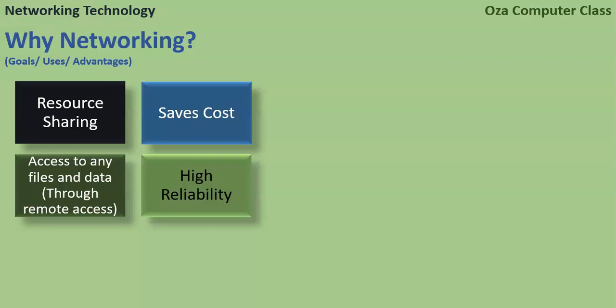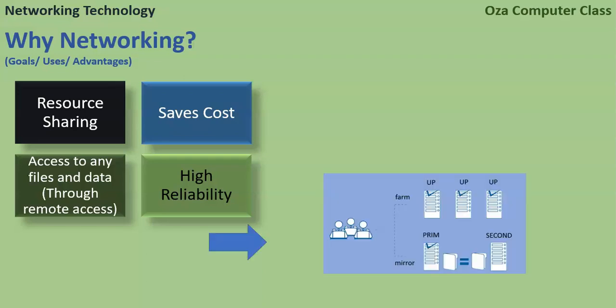Then it is high reliability. High reliability basically is about that I have a primary computer which is very important, like web servers, email servers, database servers, or file servers. Suppose all my files or my emails are located here in this farm, and you will create a mirror copy of this farm, that this is a primary computer, this is a secondary computer, maybe a server, this is my primary mail server, this is secondary mail server.